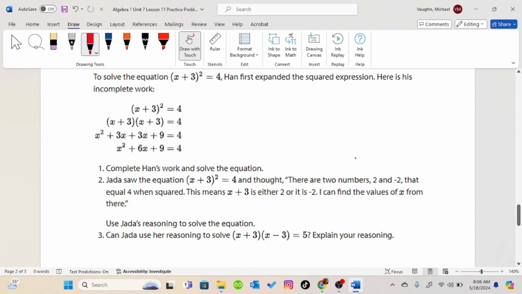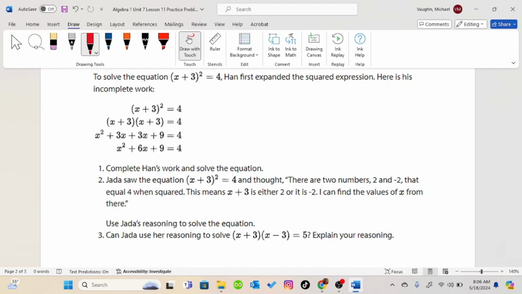To solve the equation x plus 3 squared equals 4, Han first expanded the squared expression. Here is his incomplete work. Number 1, complete Han's work and solve the equation.